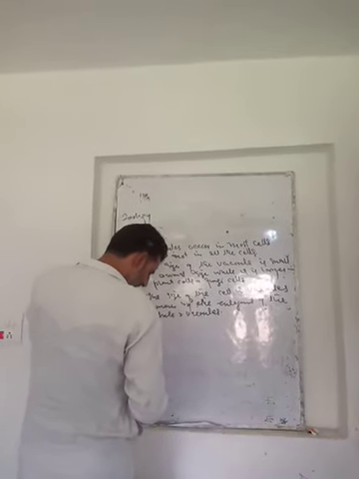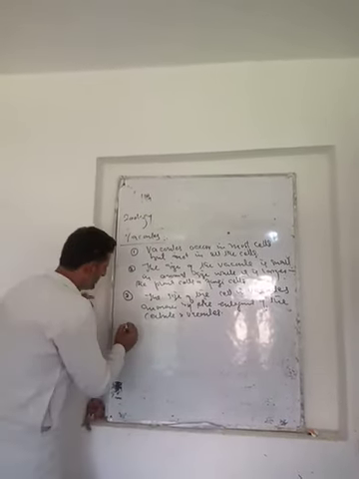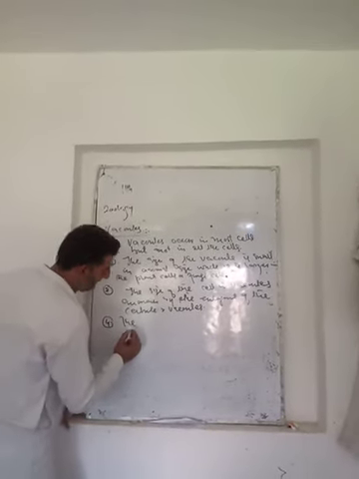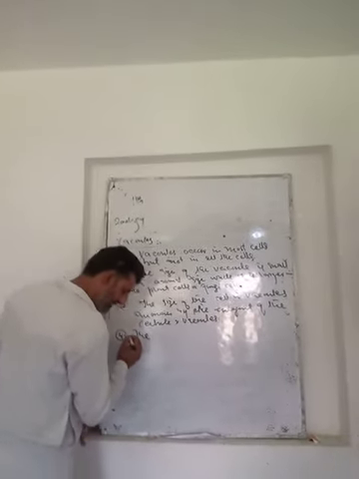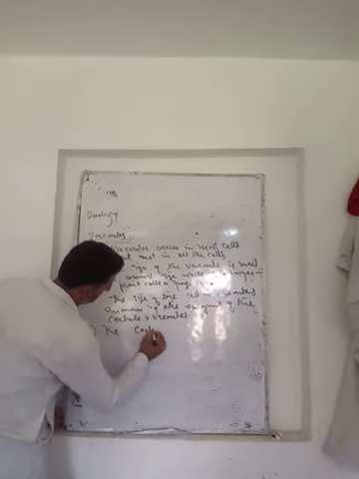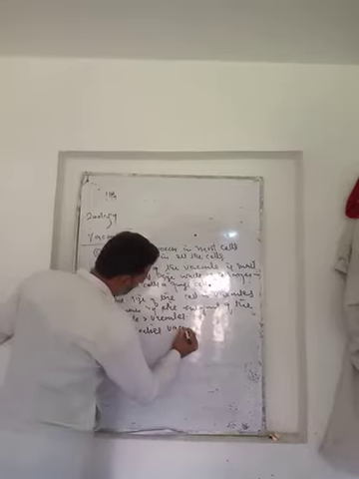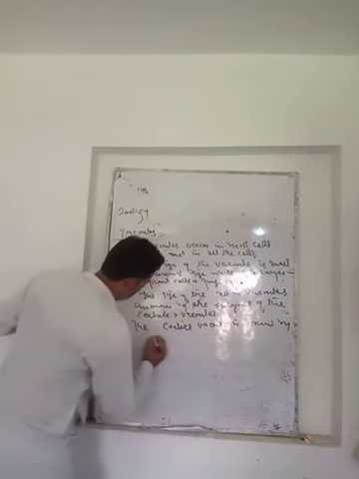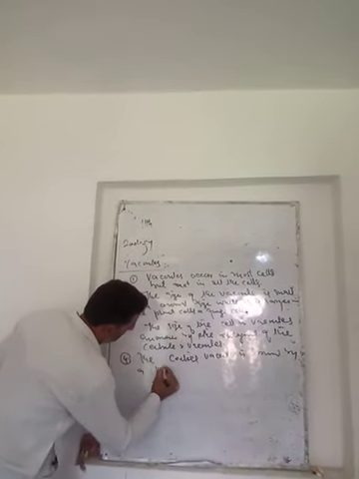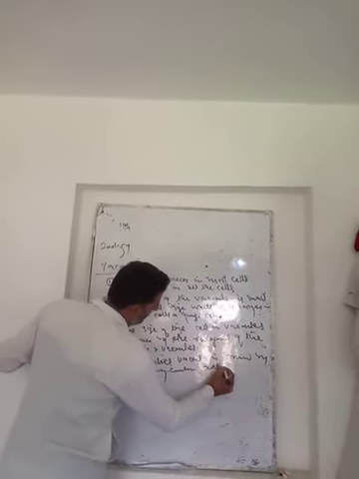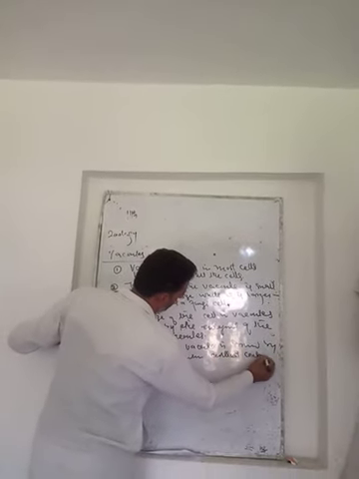The next point is that the central vacuole is surrounded by a thin layer, a membrane, called as the tonoplast.